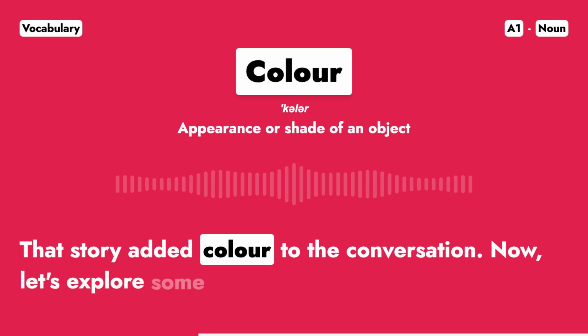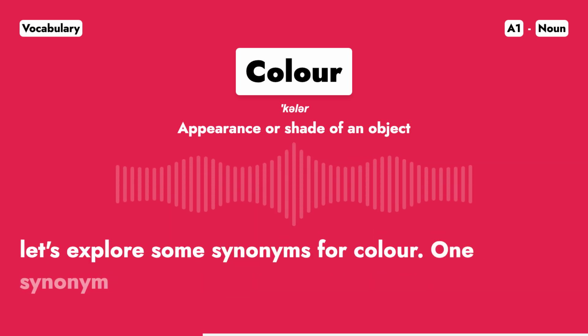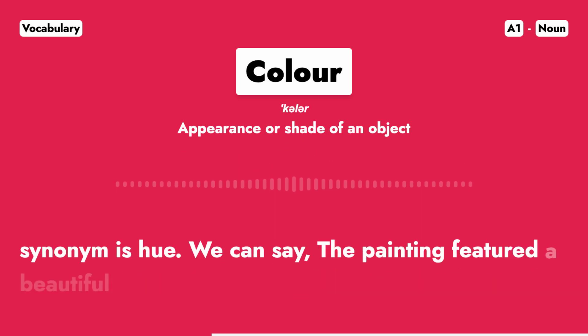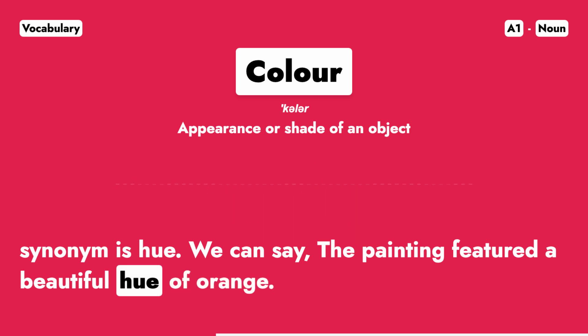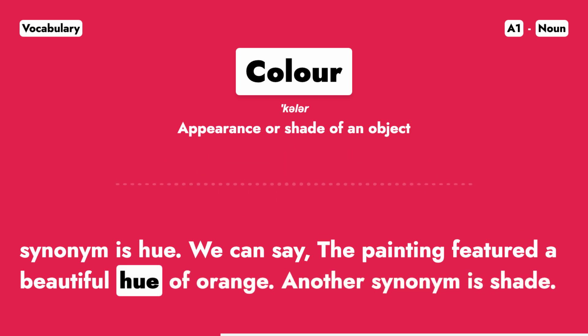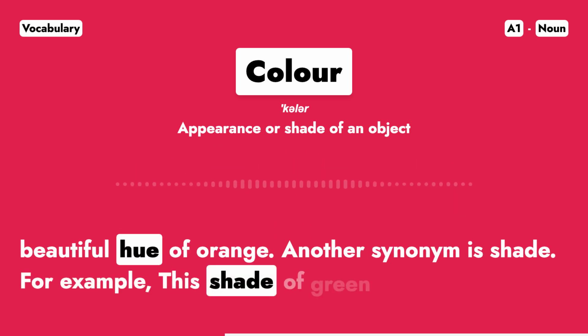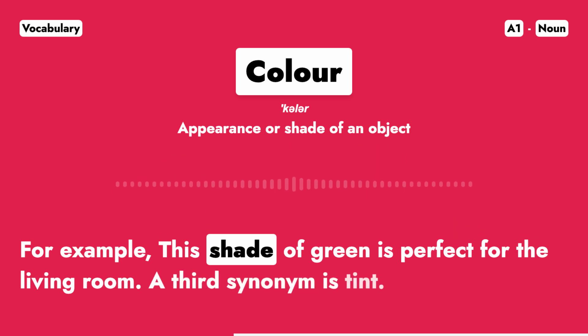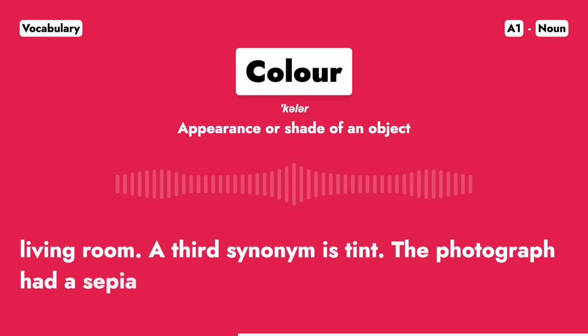Now, let's explore some synonyms for color. One synonym is hue. We can say, "The painting featured a beautiful hue of orange." Another synonym is shade. For example, "This shade of green is perfect for the living room." A third synonym is tint. The photograph had a sepia tint.